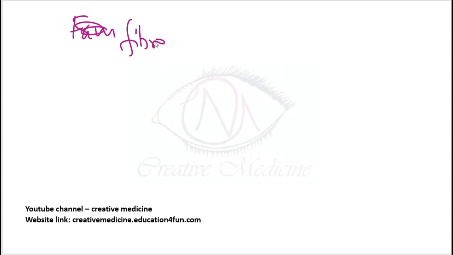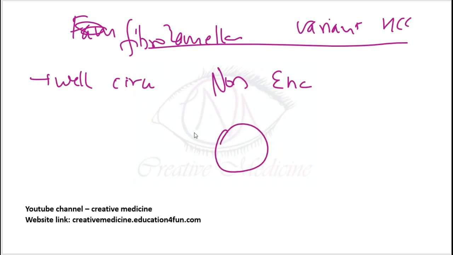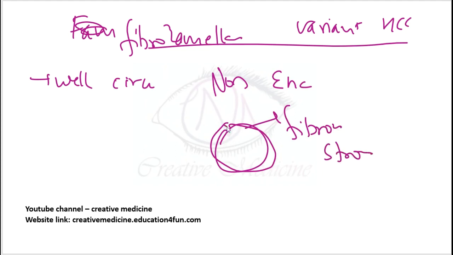Then we have fibrolamellar variant of hepatocellular carcinoma. This fibrolamellar variant of hepatocellular carcinoma is a well circumscribed, non-encapsulated tumor. It is well circumscribed, but it is not encapsulated, but it has fibrous stroma present with lamellar structures seen.